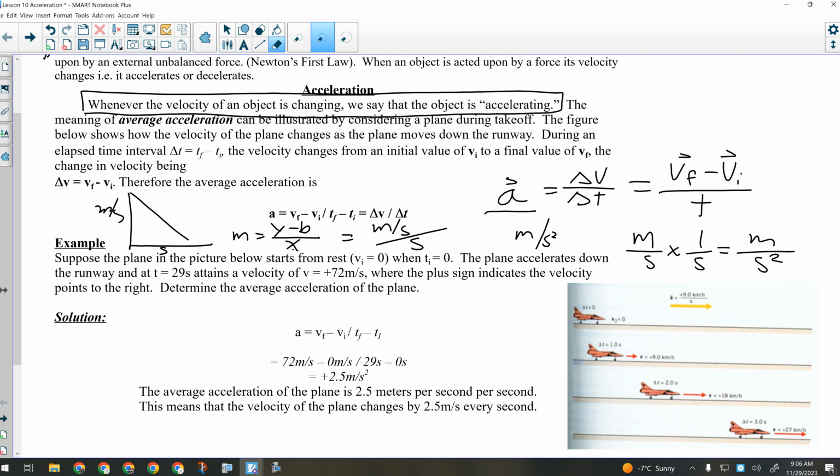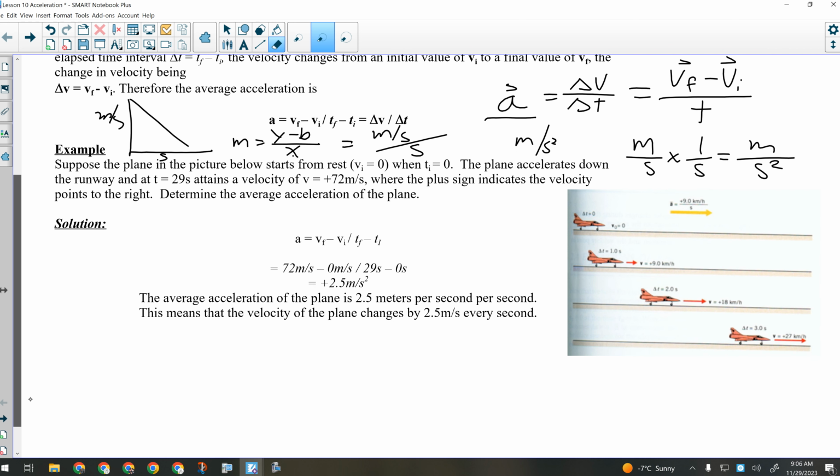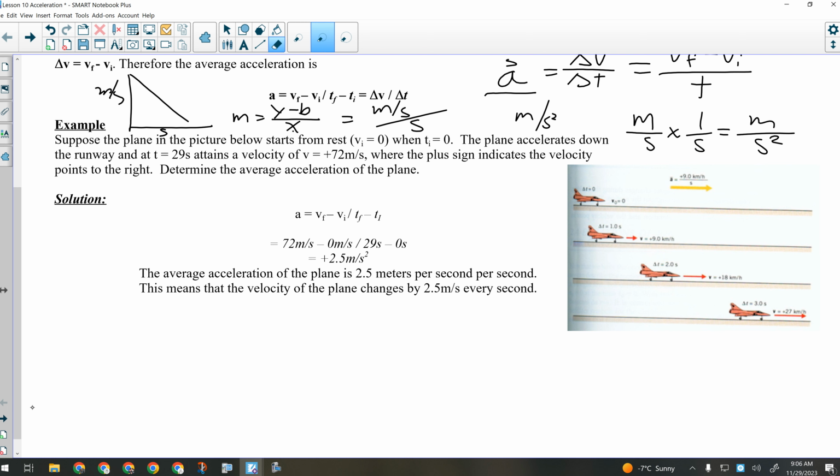All right, so let's look at a simple example here. We've done ones like this one already on graphs. But let's say we have this plane here, and it starts from rest. That's an important term you're going to need to know. Something starts from rest. How fast was it going?